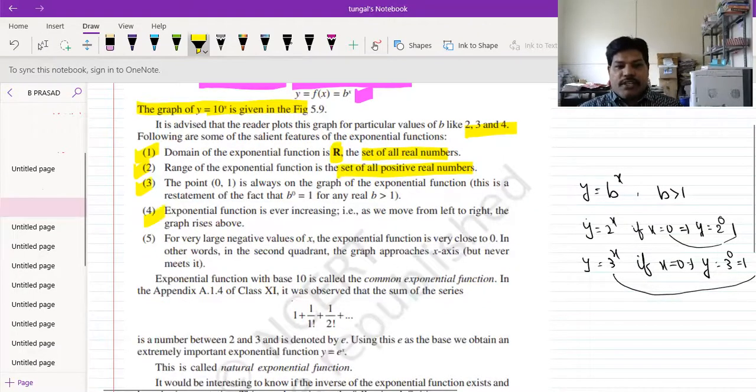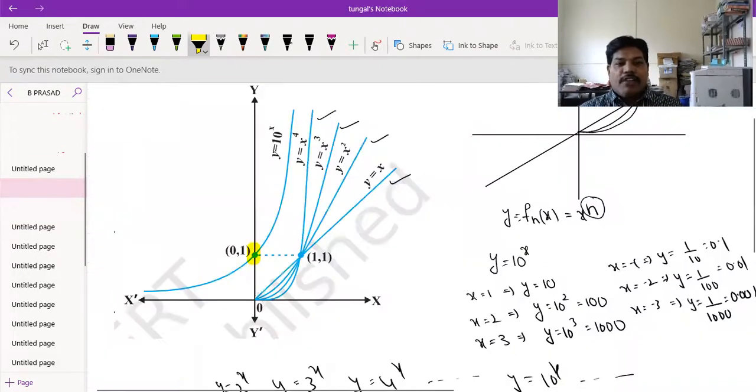The next point is that for large negative values of x, the exponential function is very close to 0. In other words, in the second quadrant, the graph approaches the x-axis. If the x values are negative, the y value approaches 0, but it does not touch the x-axis. Are you understanding that this value approaches the x-axis? That's all, but it doesn't become 0.